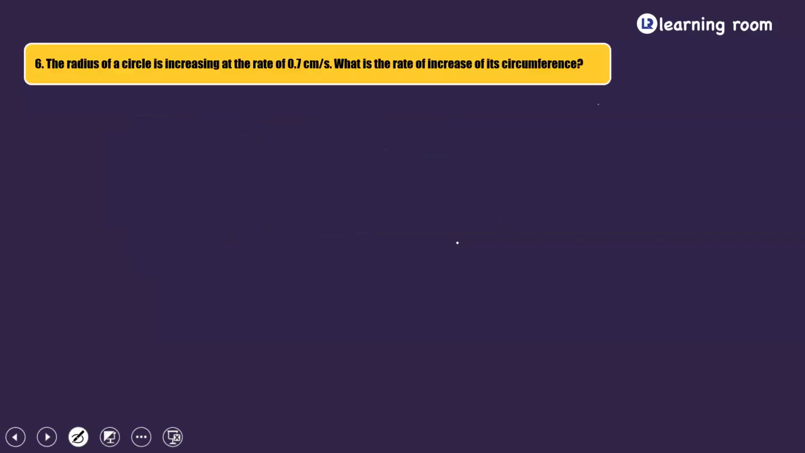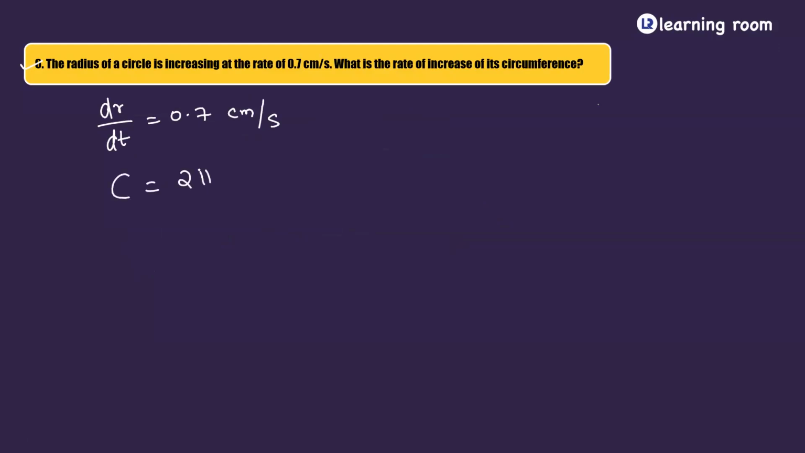So proceeding to the next one. 6th one. The radius of the circle is increasing at a rate of 0.7 centimeters per second. So dr by dt is equal to 0.7 centimeters per second. Find the rate of increase of its circumference. So circumference is equal to 2 pi r. So what is dC divided by dt? It is going to be 2 pi into dr divided by dt, which is 0.7. The answer will be 1.4 pi.